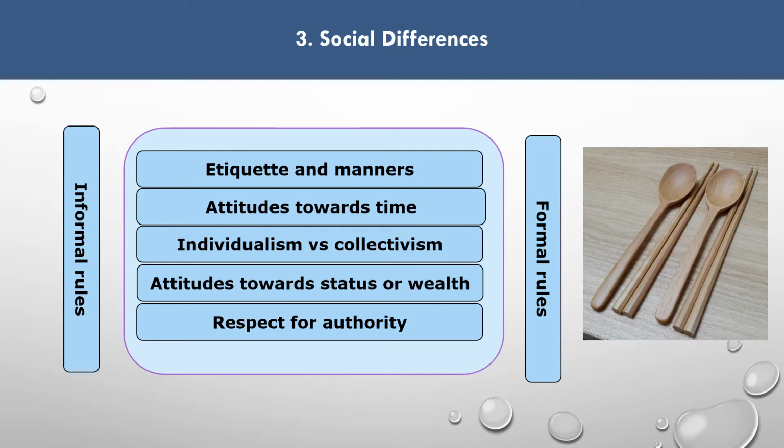Social differences. The combination of formal and informal rules influences the overall behavior of everyone in a society in such areas as etiquette and manners, attitudes towards time, individualism versus collectivism, attitudes towards status or wealth, and respect for authority.